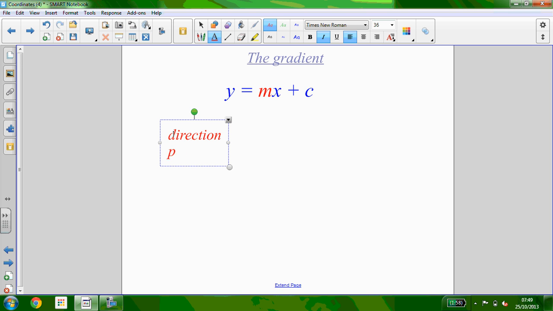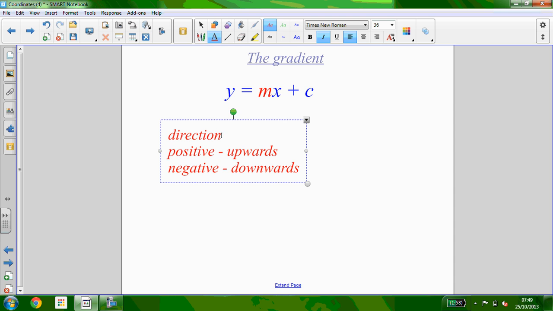If the value of m is positive, then we know that the line is going to slope upwards from left to right. If it is negative, then we know it's going to slope downwards. Also, our gradient tells us how steep our line is. The larger the value, the steeper the line.